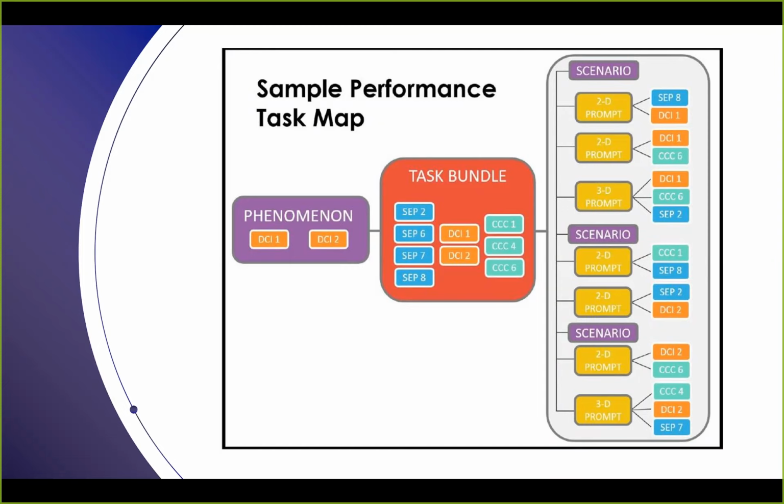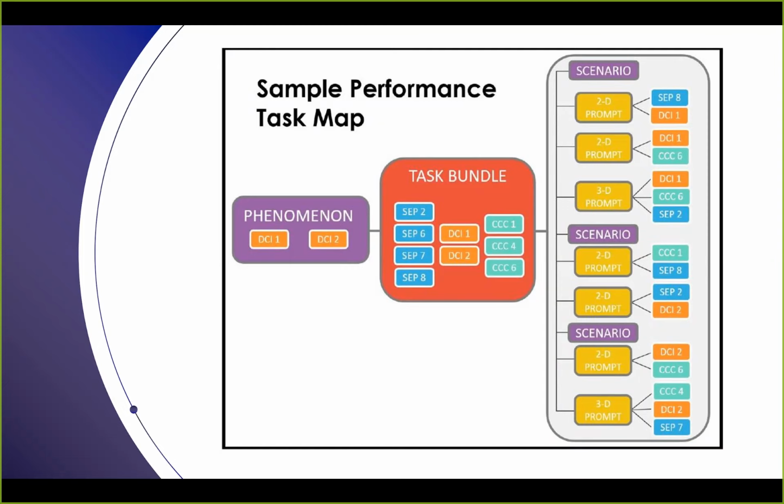So writers will select one or more DCIs, then find a phenomenon to match. Other three-dimensional elements are then selected that will support the DCIs and the phenomenon. Finally, the task is written. The task is made up of one or more scenarios and consists of text and/or graphics. And each scenario supports one or more prompts, which are pieces that will require a student response.